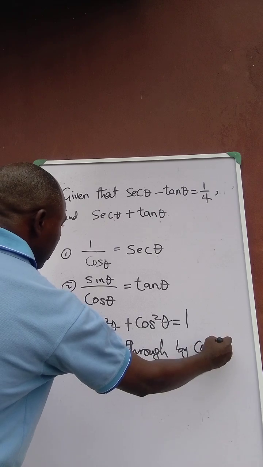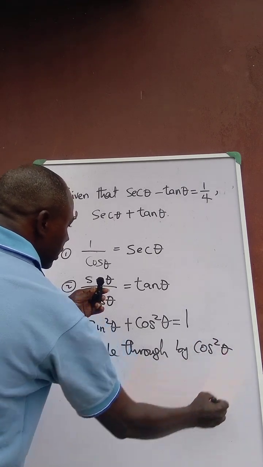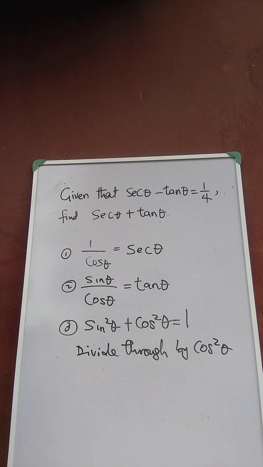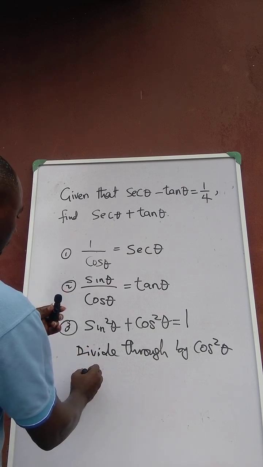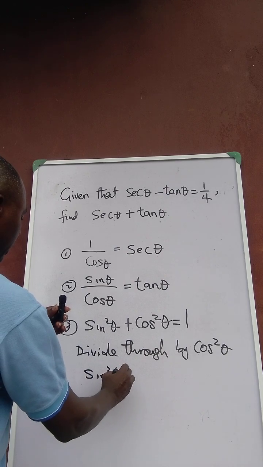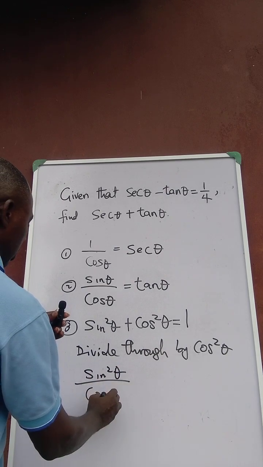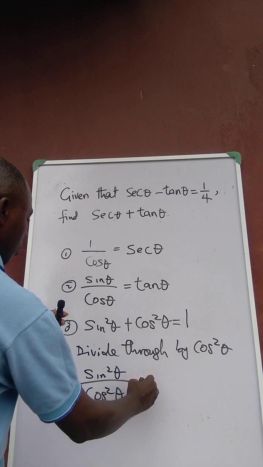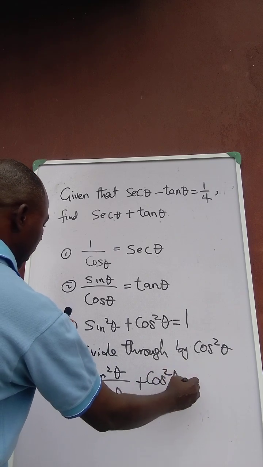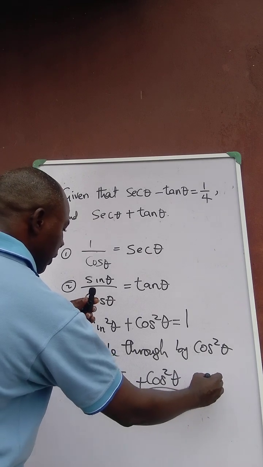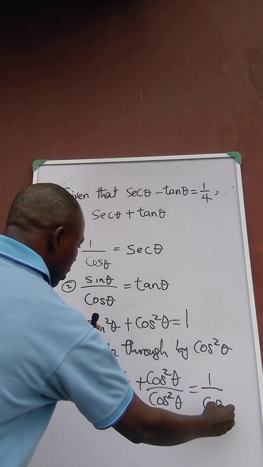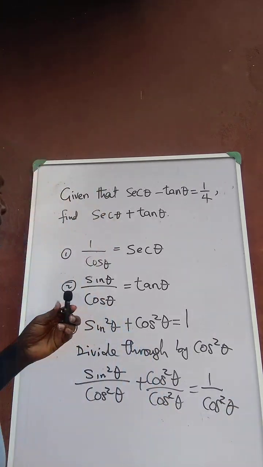From the third identity, I divide through by cos squared theta. So I'm going to have sin squared theta over cos squared theta plus cos squared theta divided by cos squared theta, and this gives me 1 over cos squared theta.